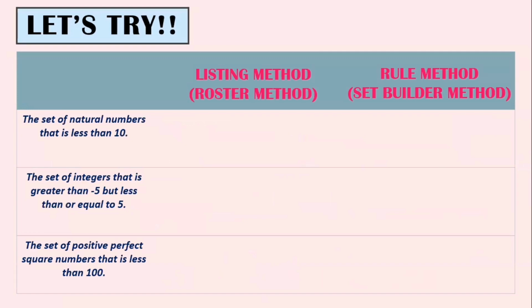Okay. So, try natin tong gamitan ng listing at ng rule method. Set A, set B, and set C. So, ang set A natin, sabi dito, the set of natural numbers.